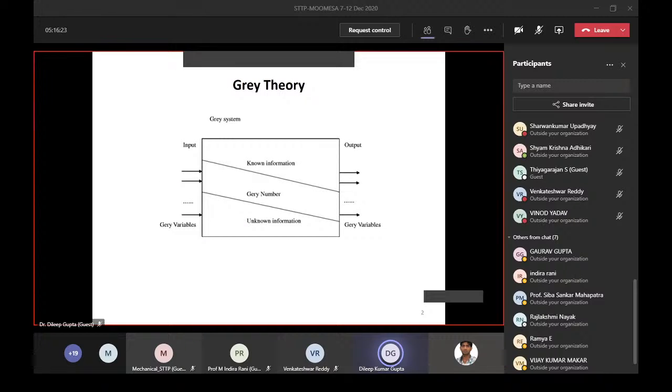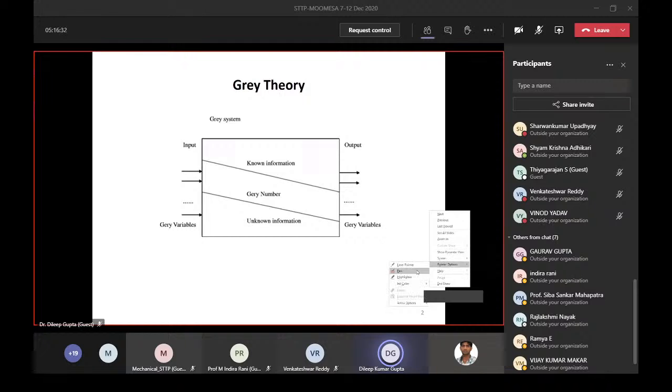Now, the basic theory, as I said: there is input and some gray variables. If you give some amount of input and some gray variables are there, the information will generally be divided into three categories. One is the known information, another is the unknown information, and in between, certain variables have partial information. That will be connected with the gray numbers, and finally you get the output.